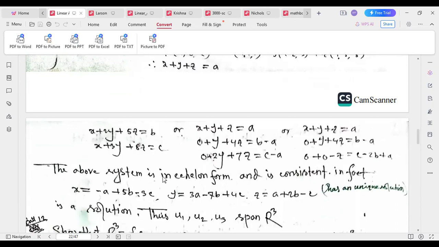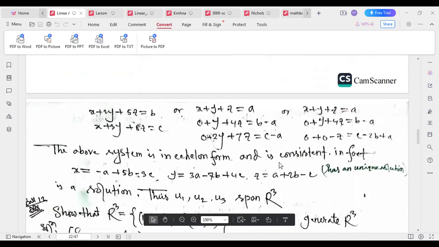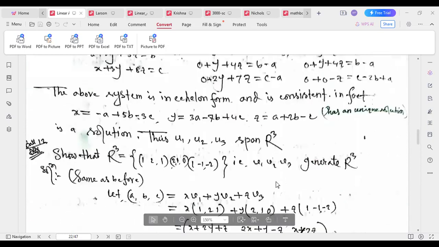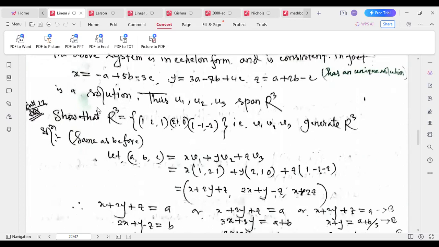The above system is in echelon form and is consistent. So in fact, x equals y equals 0. That means there is a solution. So we can say that u1, u2, u3 are a basis of R3, so they span R3. And that means the given vectors can be represented as linear combinations of the basis vectors.